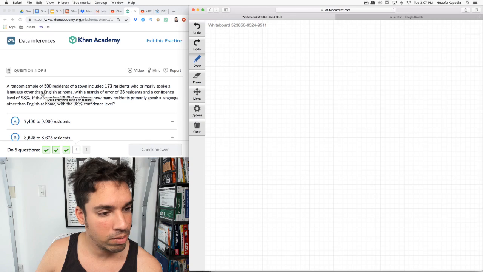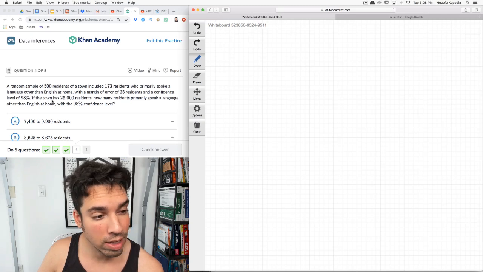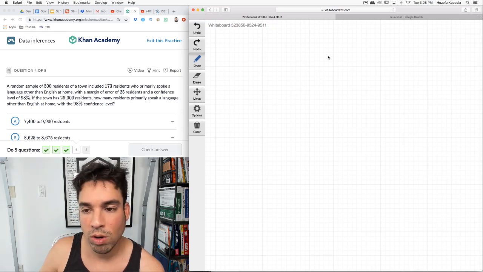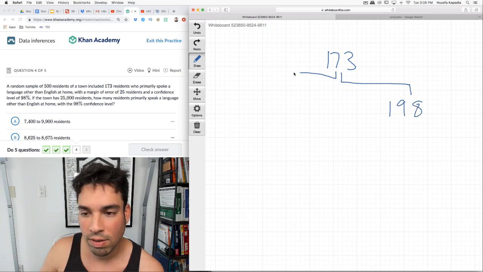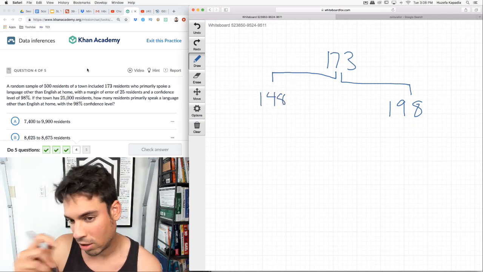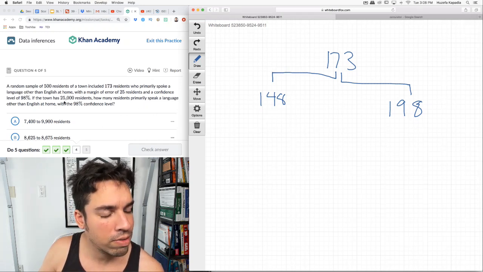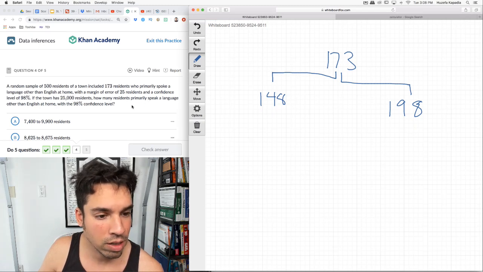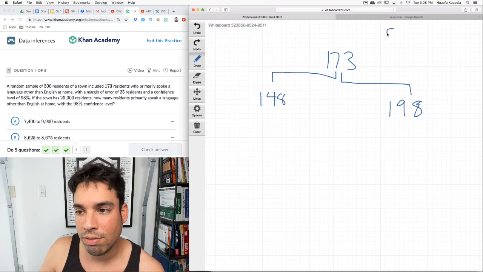All right, next. A random sample of 500 residents of a town included 173 residents who primarily spoke a language other than English at home, with a margin of error of 25 and a confidence level of 98%. So 173, and we're talking a margin of error of 25. So we're going as high as 198, right, plus 25, as low as 148. This is calculator, so you can use the calculator if you want. And that looks right, a range of 50. Then if the town has 25,000 residents, how many residents primarily speak a language other than English, with the same confidence level? So again, we're talking about this, right? This is out of 500.